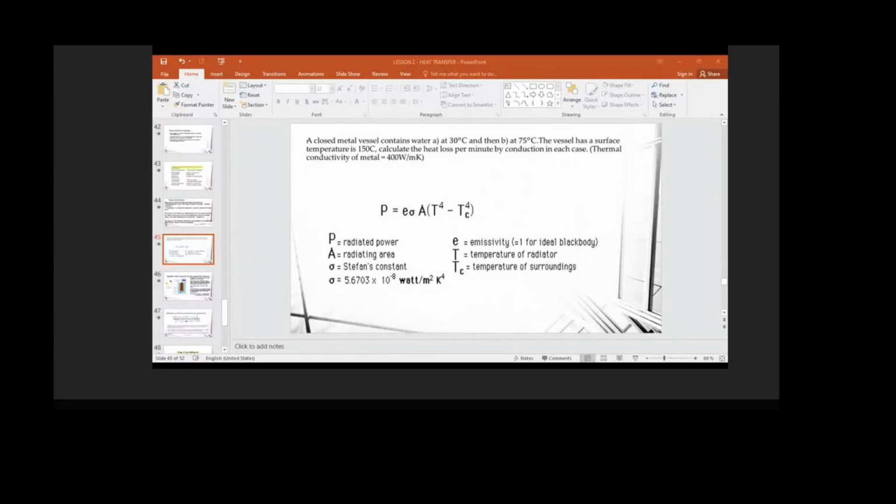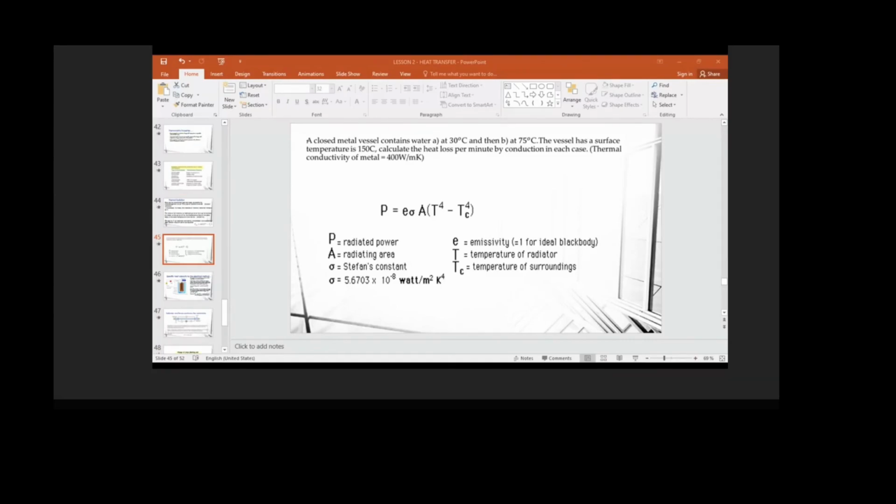So P is equal to E psi A T to the fourth minus Tc to the fourth. Now E is the emissivity of the object. So if it's a black body, a blackened object, then the value of E is always 1. If it's not a black body, then the question will provide you with that value. But if it's a black body, it will not tell you that E is 1. You would have to know that E will always be 1 for a black body.